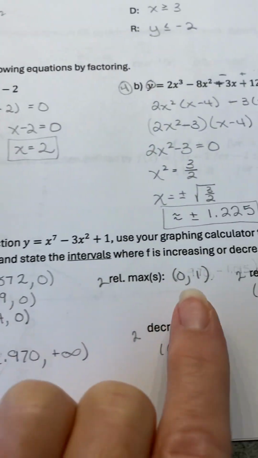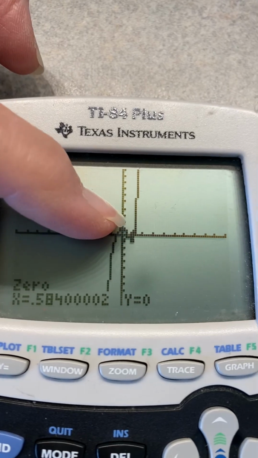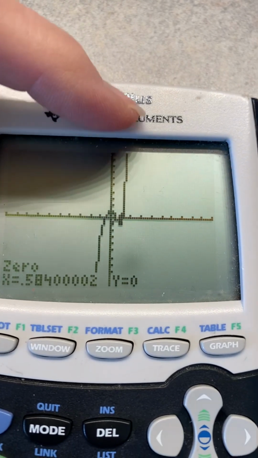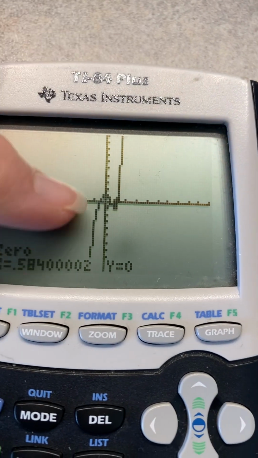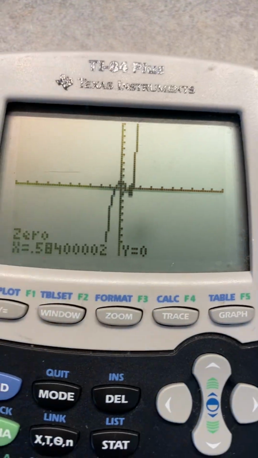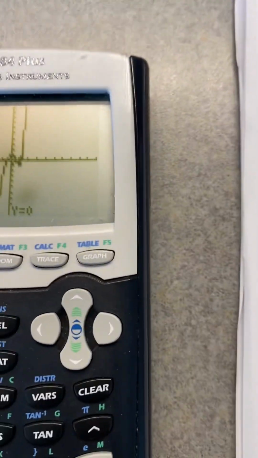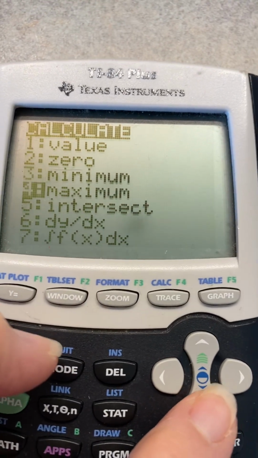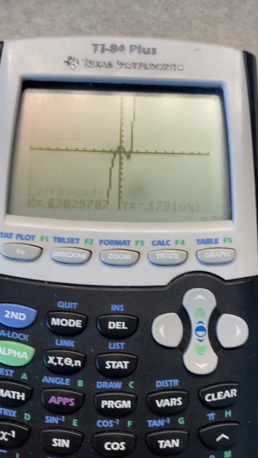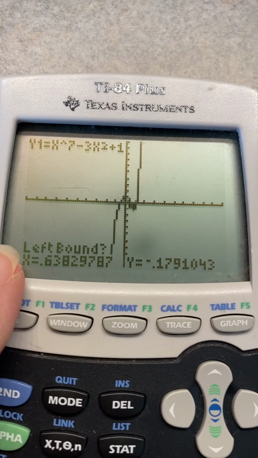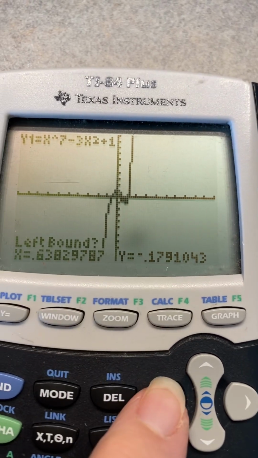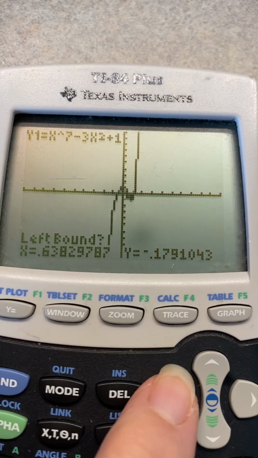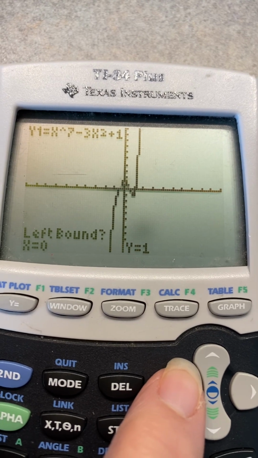Those are the zeros. Now let's take a look at the relative max. So relative means this function has no max. It's going up and up and up forever. But this little hump right here, that's the relative maximum. So we start the same way. Second trace, I'm going to go down to maximum, enter, and then it wants me to go to the left side of the maximum. Again, only use the right and the left. Don't go down and up or you'll hop off your curve.